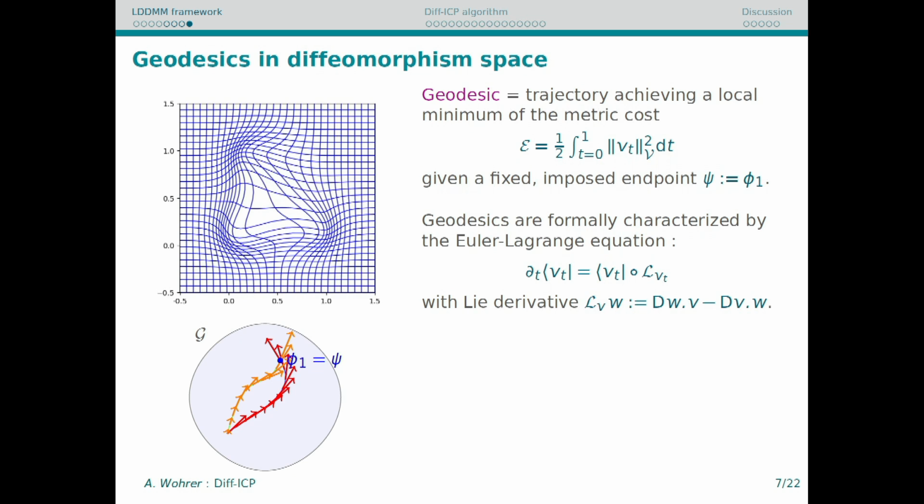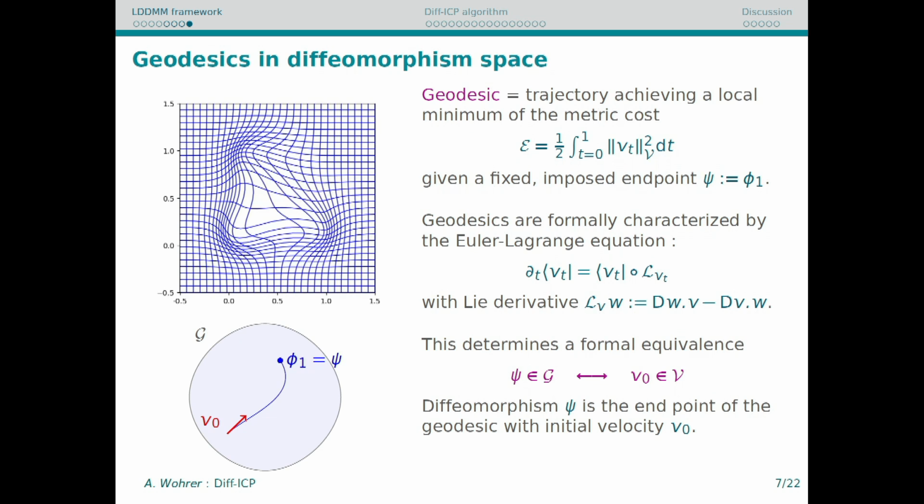So basically, I'm just talking formally here, but if you know what V0 is, then your whole geodesic is totally determined. And so you know where it's going to arrive. So formally, at least, this determines an equivalence between your initial vector field here, V0, and the final diffeomorphism that you will get following your geodesic. And furthermore, if you look at that equation here, it's easy to show that if you have a geodesic, the norm of Vt square is constant from t equals 0 to 1.